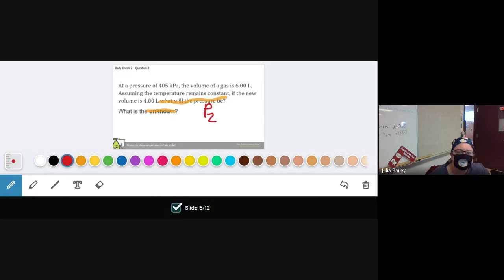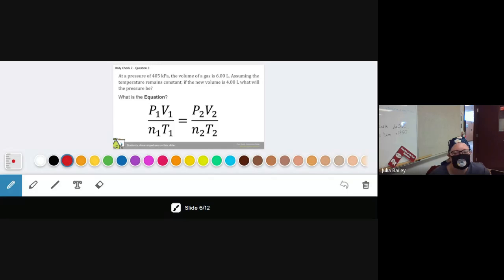So let's move on. Daily check 2, question 3 asks us to identify the equation. There are 2 things that come into play here. First of all, you're going to start with the combined gas law, P1V1 over N1T1 equals P2V2 over N2T2. I know that's a lot going on there, but that's where we're going to start. Then you look at your givens, which we marked that they gave us P1, they gave us V1, they gave us V2. Okay, and look at your unknown. We marked that the unknown was P2.